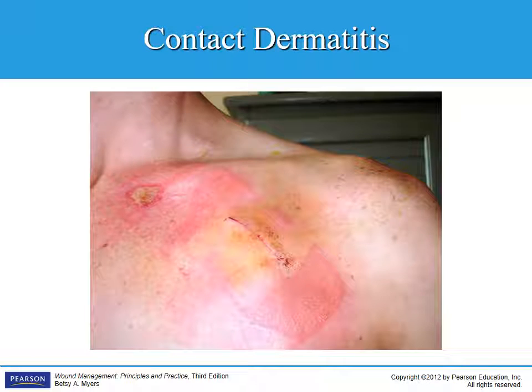This is an example of a contact dermatitis. You can see if you look on the other side of the incision, there's some redness here. There's some papules here. You'll see some raised parts of the skin. This is a reaction to a bandage. Most likely, this is a reaction to the adhesive on the bandage, and that's why you see the discoloration.